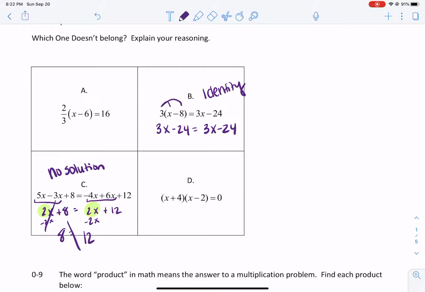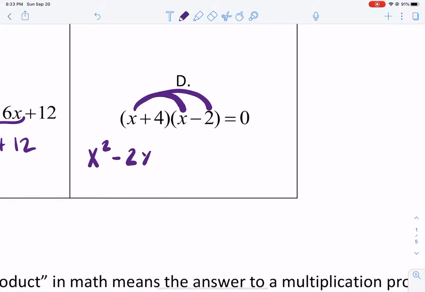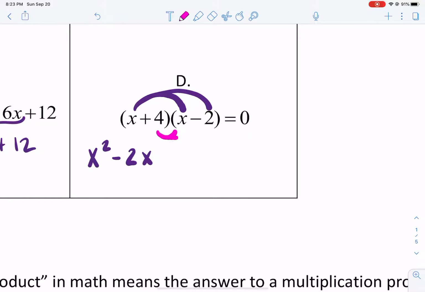So then for part D, this is the one that we're going to be focusing on today because this one's a quadratic. So something that gives that away is we're going to distribute or FOIL. So I'm going to take the x and multiply it to x and the negative 2. So x times x is x squared, and x times negative 2 is negative 2x. And then I'll take the 4 and multiply it to both. So that becomes 4x, and then 4 times negative 2 is minus 8.